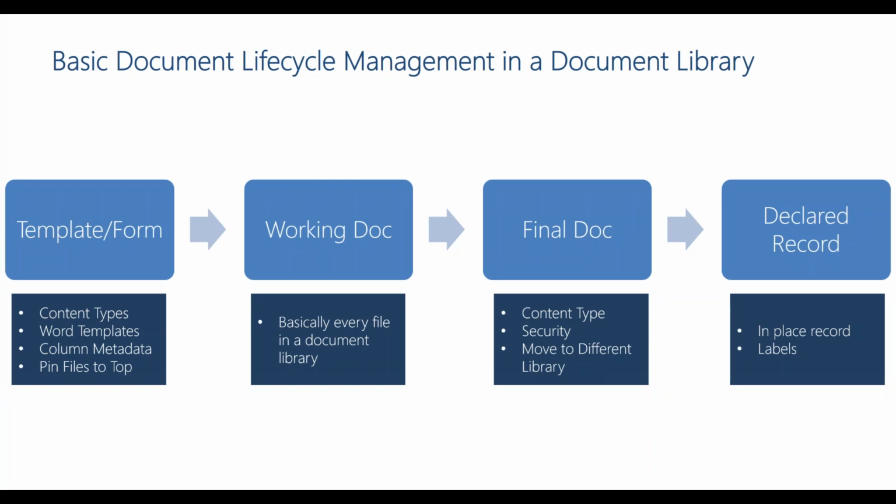And then the last piece is if the file needs to be declared as a record. You can do this in the document library. There are a couple of different options: information management policies in the document library and for the site collection, as well as labels at the Office 365 global level. And I'll show you a little bit more about some of the differences there.